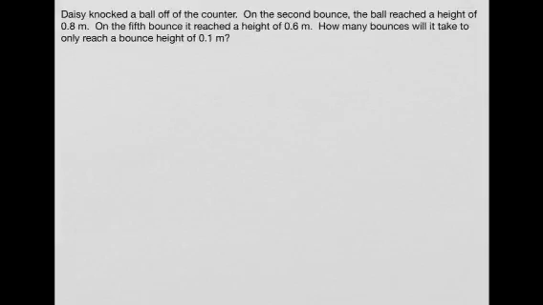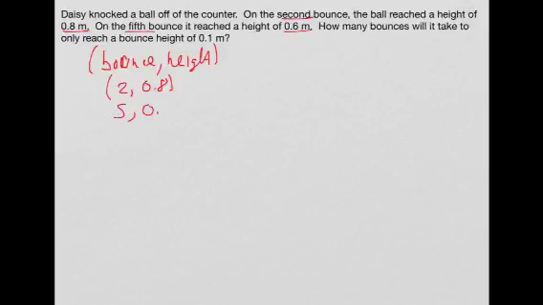So that goes back to what we were doing before break. That's what was happening in the first half of the chapter. So we take a look at this, and our variables, our input and our output, are going to be the bounce and the height. So we have second bounce 0.8, and we have fifth bounce 0.6.